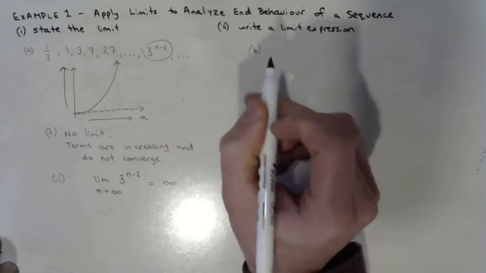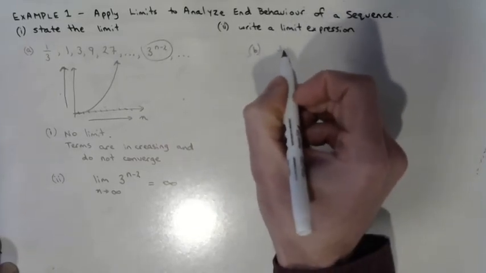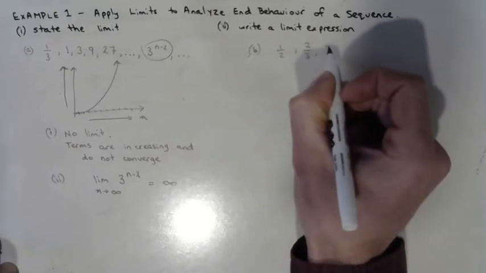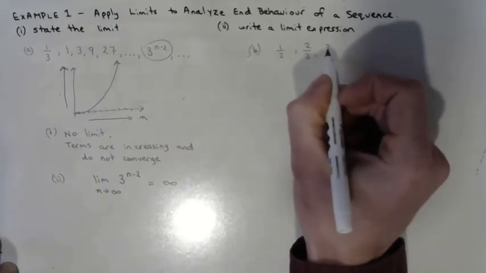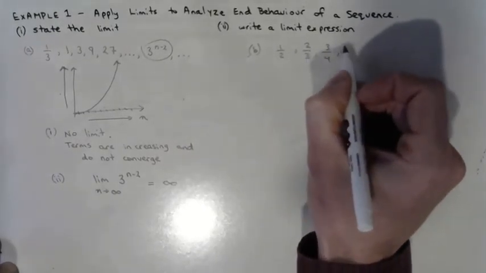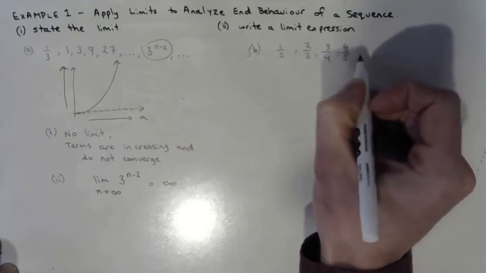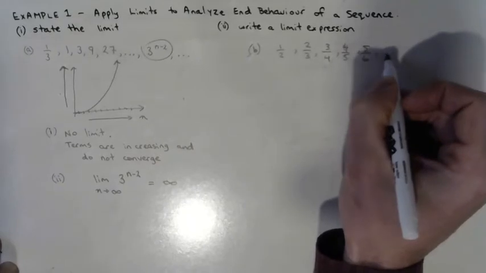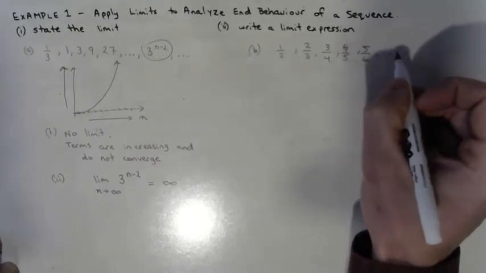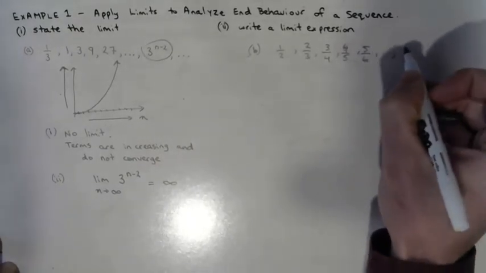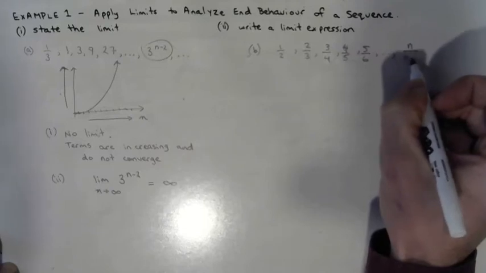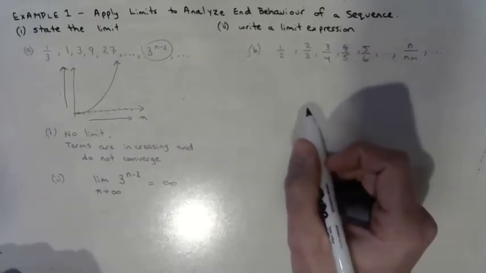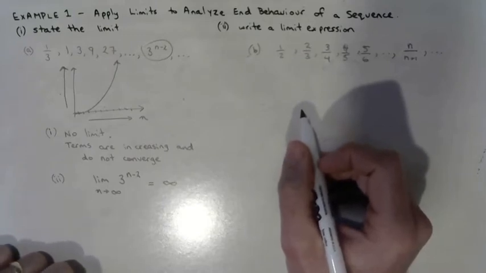The second sequence that we're going to deal with is 1/2, 2/3, 3/4, 4/5, 5/6, and it keeps going to n over n plus 1, and keeps going. Okay. Well, let's examine this one.